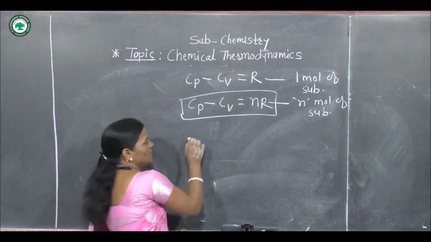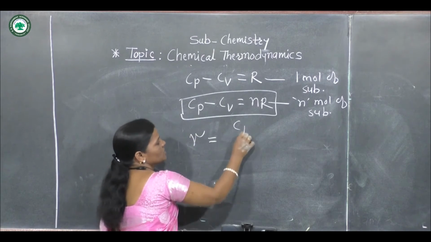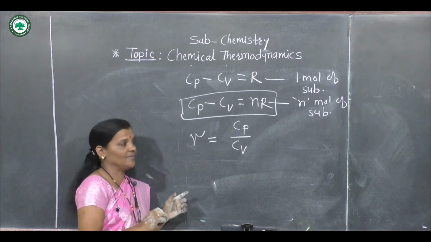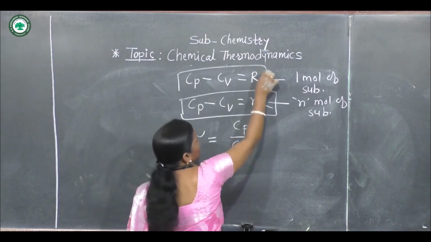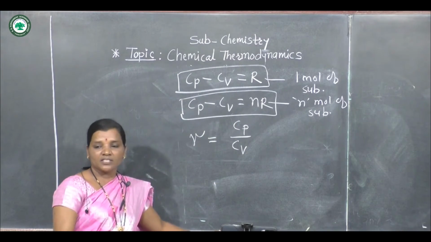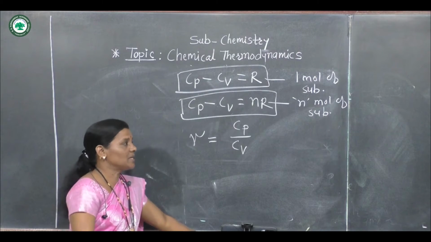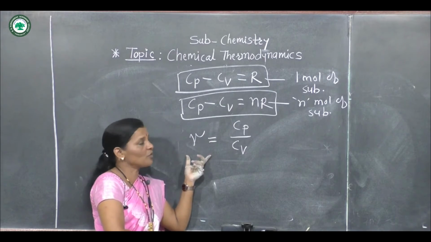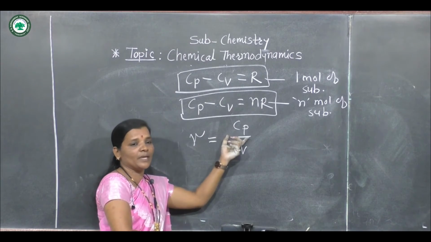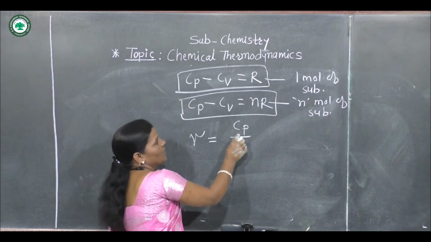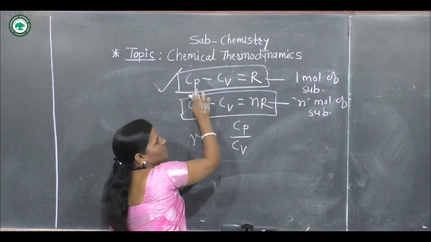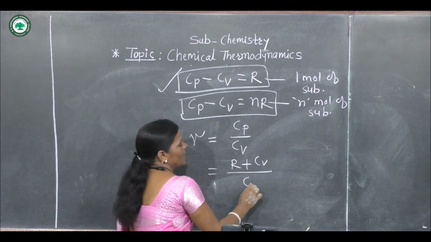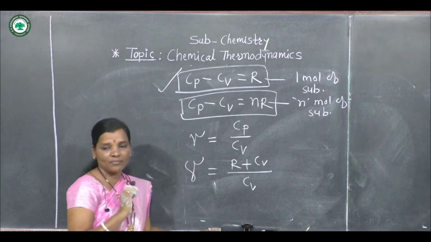So Poisson's formula, here we can relate gamma is equal to Cp upon Cv. Now here we know that Cp minus Cv is equal to R. So here we can replace Cp by R plus Cv in this equation. According to Poisson formula, gamma is equal to Cp upon Cv. We can replace the value of Cp from this equation, Cp is equal to R plus Cv. So R plus Cv divided by Cv will give us the value of gamma.